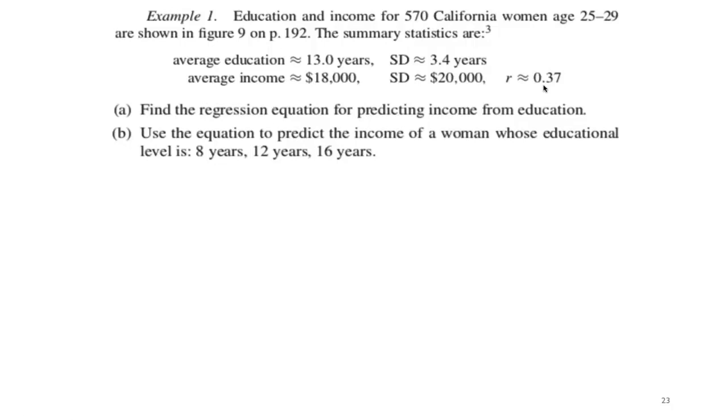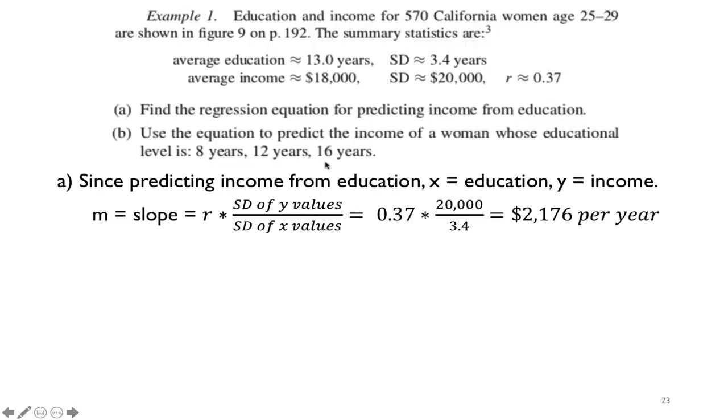So now we're going to find the regression equation for predicting income from education, which means that if I'm given education, can I predict income? And then we're going to use that equation to predict the income of someone whose educational level is 8 years, 12 years, and 16 years. Okay, so here's how we do that.